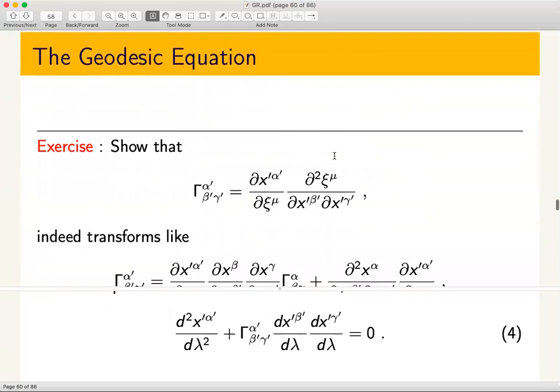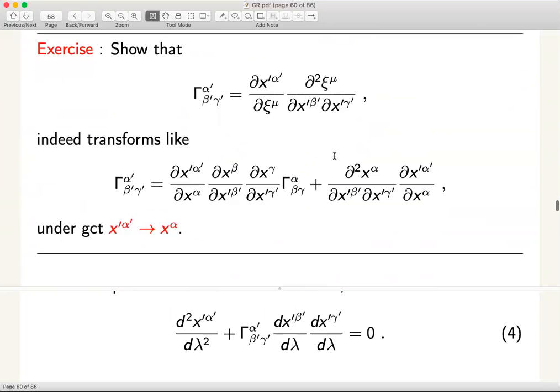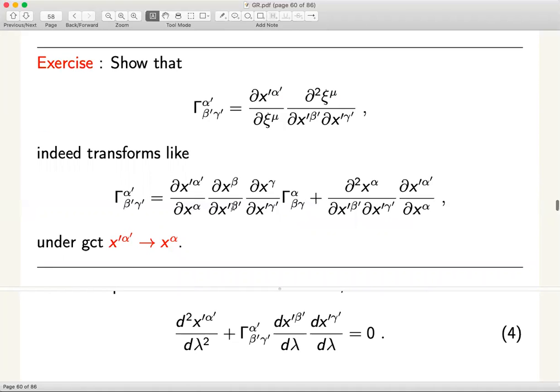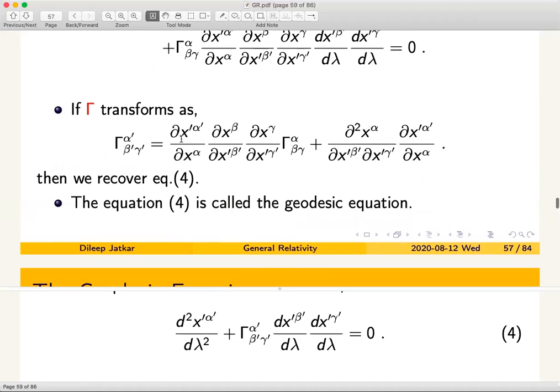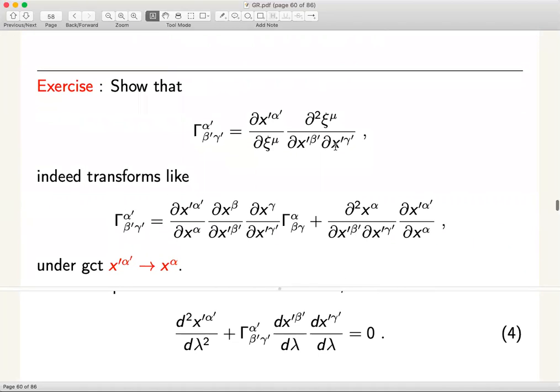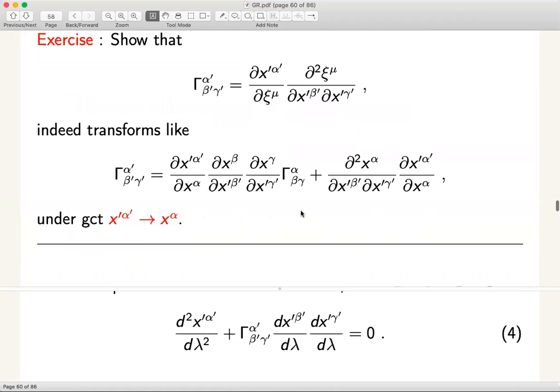Then I had given this as an exercise. I'm sure you must have noted it down last time itself, that one has to show that if you choose the original definition of gamma to be this, it does transform the way we had written the transformation of gamma, such that the geodesic equation remains form invariant. Okay, so our original definition is consistent with the expected transformation property.